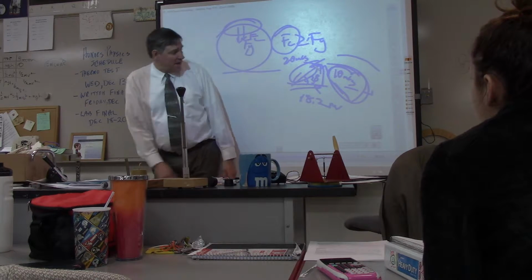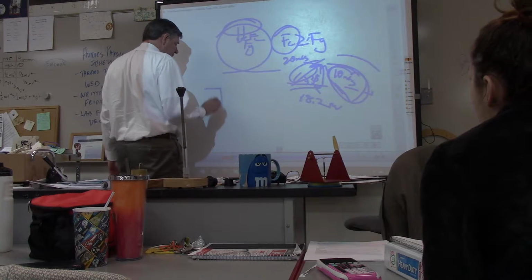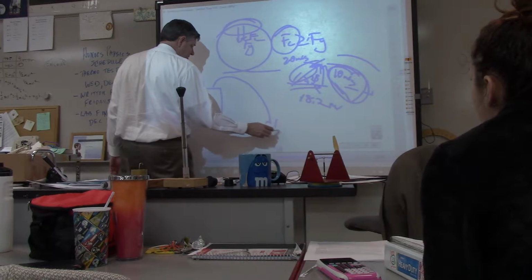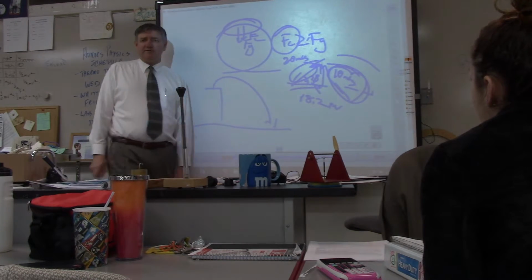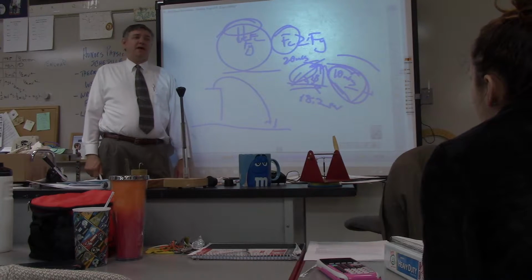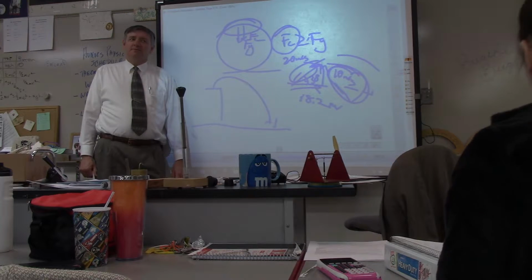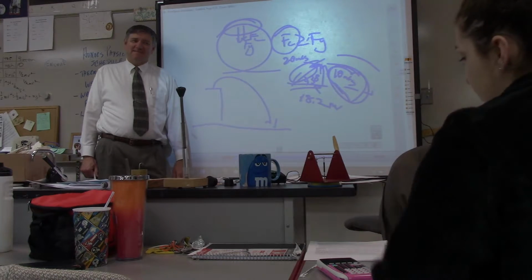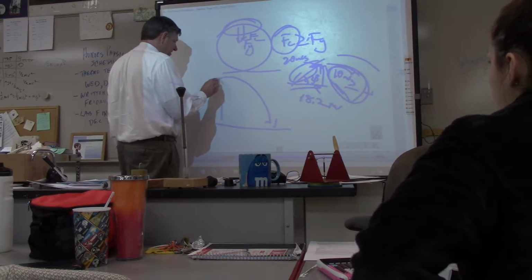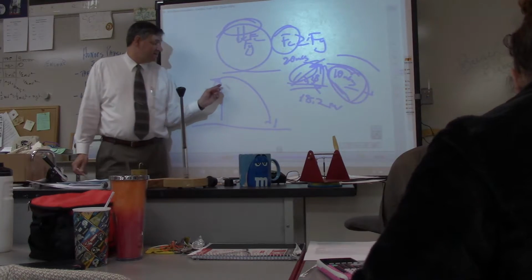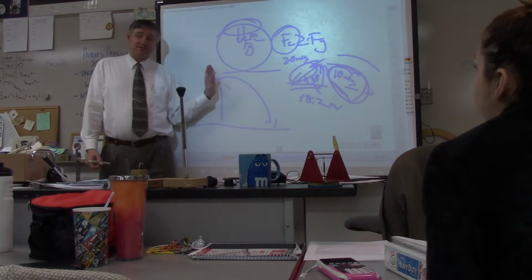Now, if I launch this on top of a hill, like this, what type of energy does it have up here? Potential. And kinetic. It wasn't launched yet. Okay, it's launched now. So once it's launched, it has kinetic and potential.